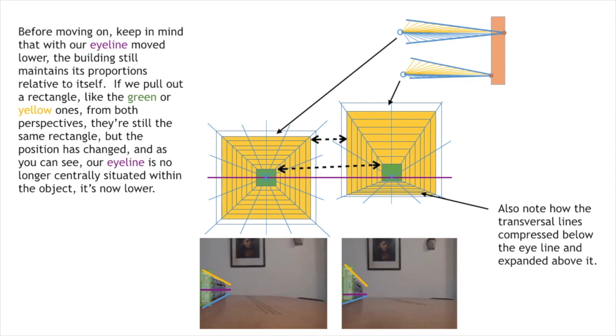So also note along that bottom view, when we lowered our eye height, we compressed those lower transversal lines. Note how they got compressed and they got closer and closer together, whereas the ones above got wider and further apart.